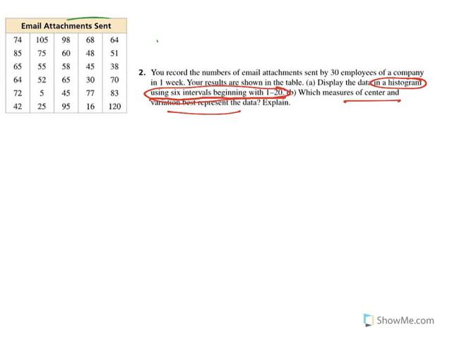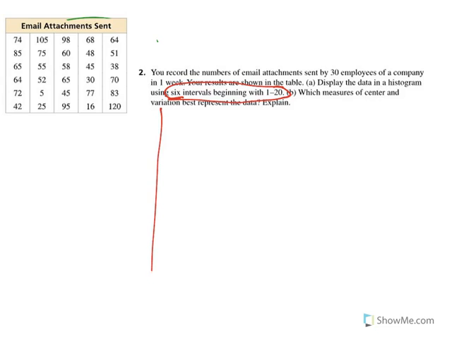So, let's make ourselves a histogram. I'm going to erase my scribbles, of course. Okay, but here's the thing. We're not given the intervals, except that we are right here. We know we need 6, and we know they need to go from 1 through 20. Okay, so 1 through 20, that's 20 parts in that interval, right?